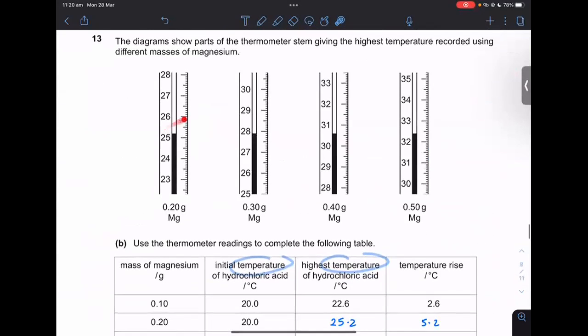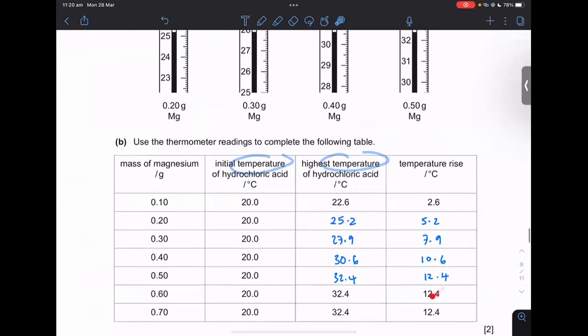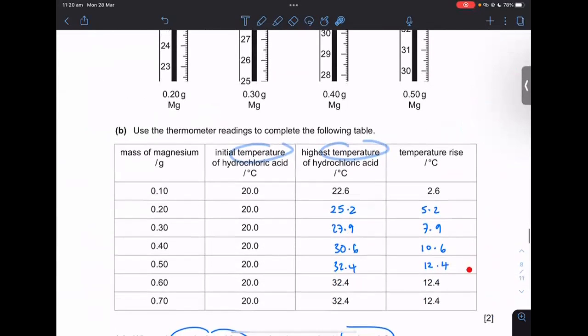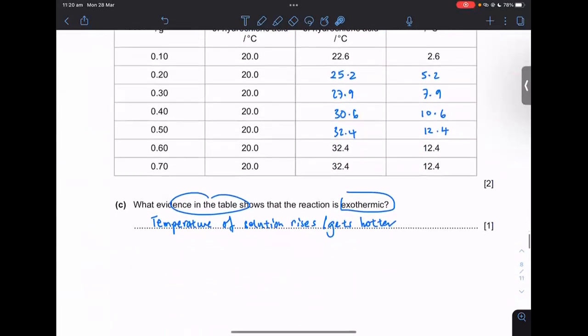The next bit is about reading the thermometer. Most of you are okay with this. Some people skip this question. I have no idea why. It's supposed to be the easiest bit in the whole paper. You do not want to lose easy marks, but at the same time, you want to be able to do the whole paper. How do you tell the reaction is exothermic?